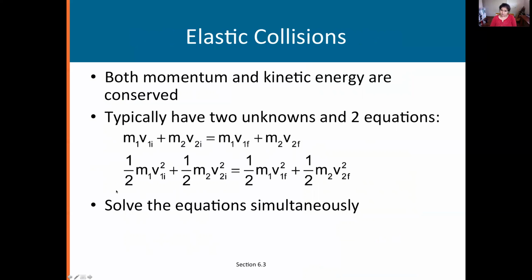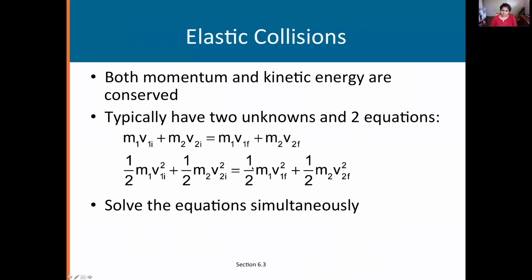So that's half mv squared, remember? It's half m1 v1 initial squared plus half m2 v2 initial squared equals the kinetic energy of the first mass, half m1 v1 final squared plus half m2 v2 final squared. This is my total final kinetic energy equals my total initial kinetic energy. So we have 2 equations, equation 1 and 2, and you need to solve them simultaneously.